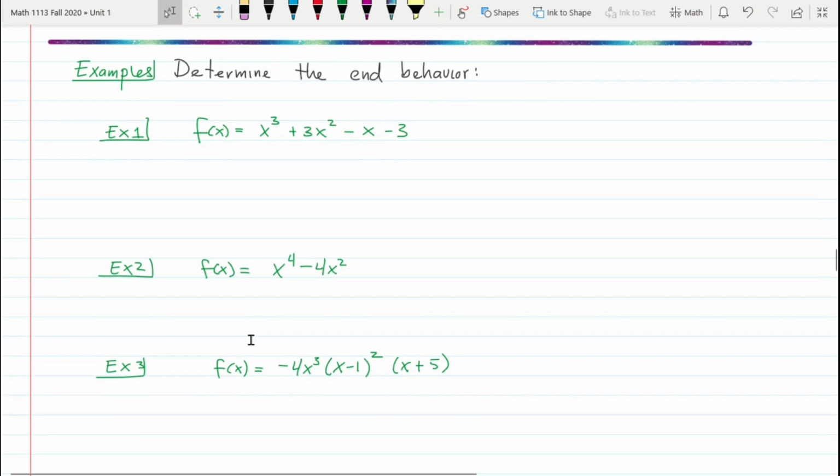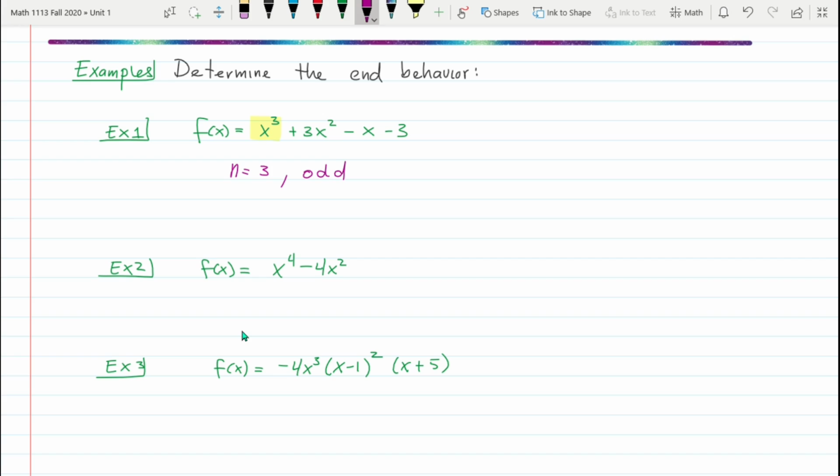Let's do a couple examples determining the end behavior. Example 1, we have f of x equal to x to the third power plus 3x squared minus x minus 3. So it is only important to look at the leading term, because it has the highest power. So what do you guys think? If we look at it, n is 3, so it is odd.